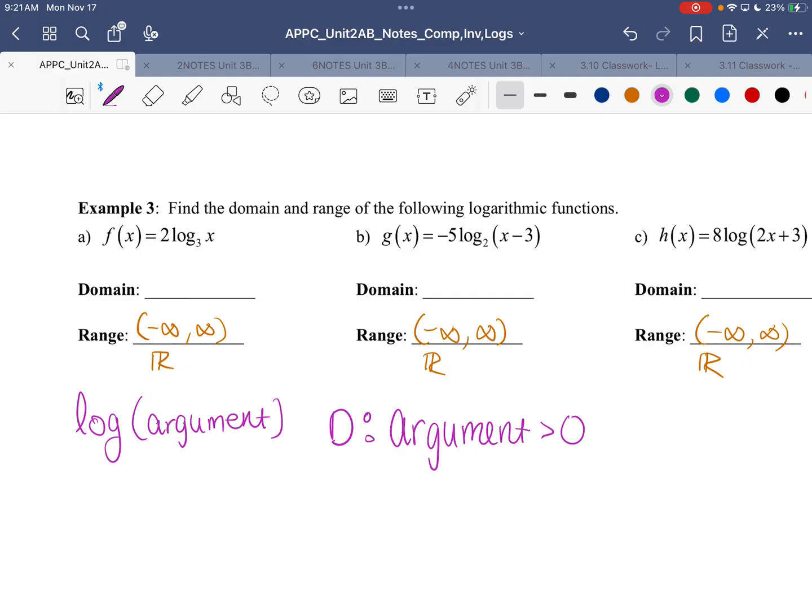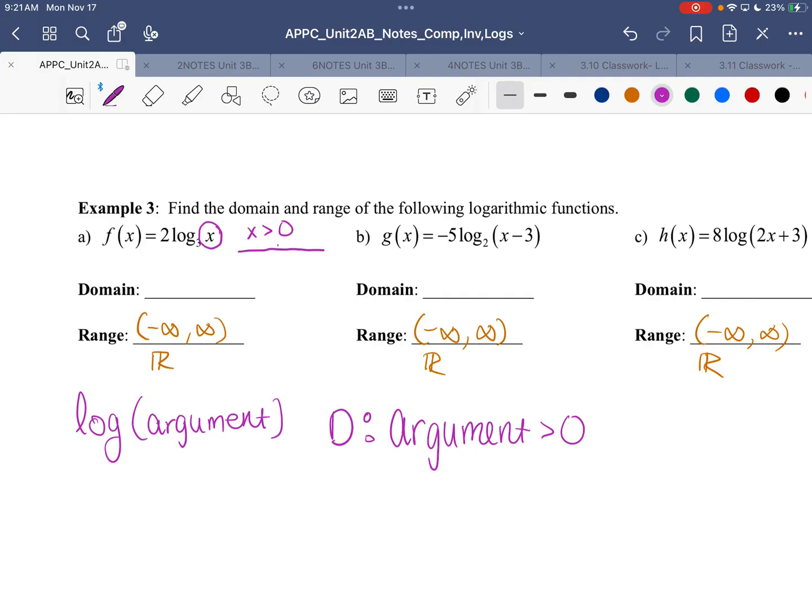Argument is greater than 0. So let's look at, well, A is easy. Here's the argument. So we're saying x is the argument, make it be greater than 0. I didn't have to add, subtract, multiply, or divide to solve for x. So my domain is everything bigger than 0.